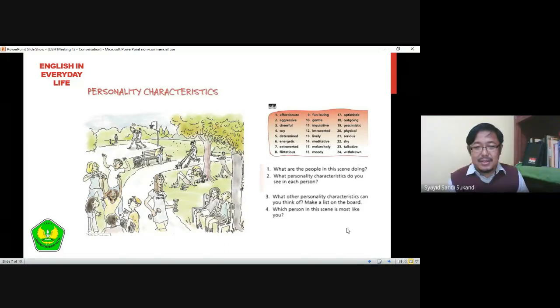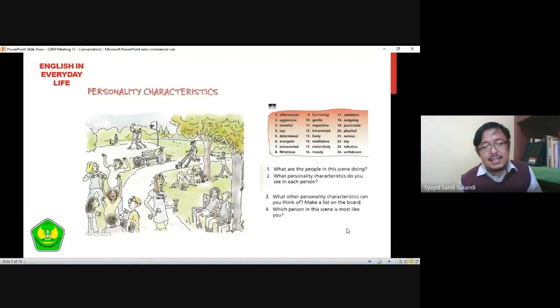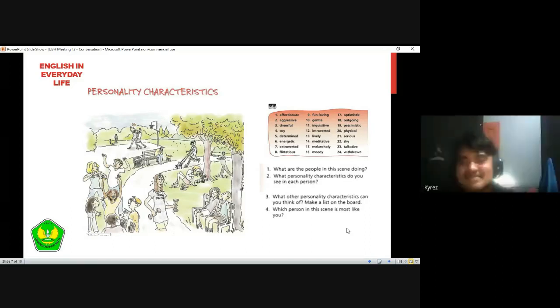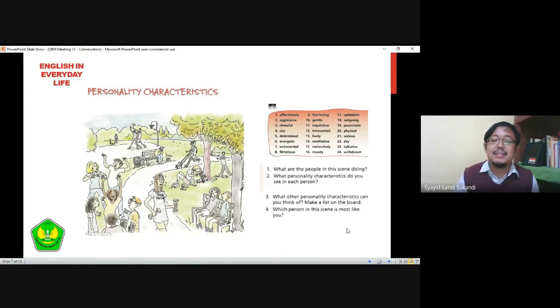From the way I interacted with Reski, I think Reski is a bit melancholic. Melancholy, between gentle and sometimes easy to get panic. Okay, yeah, gampang panic, tapi terkadang juga gentle. Okay, that's about personality characteristics. We move on to the next one.